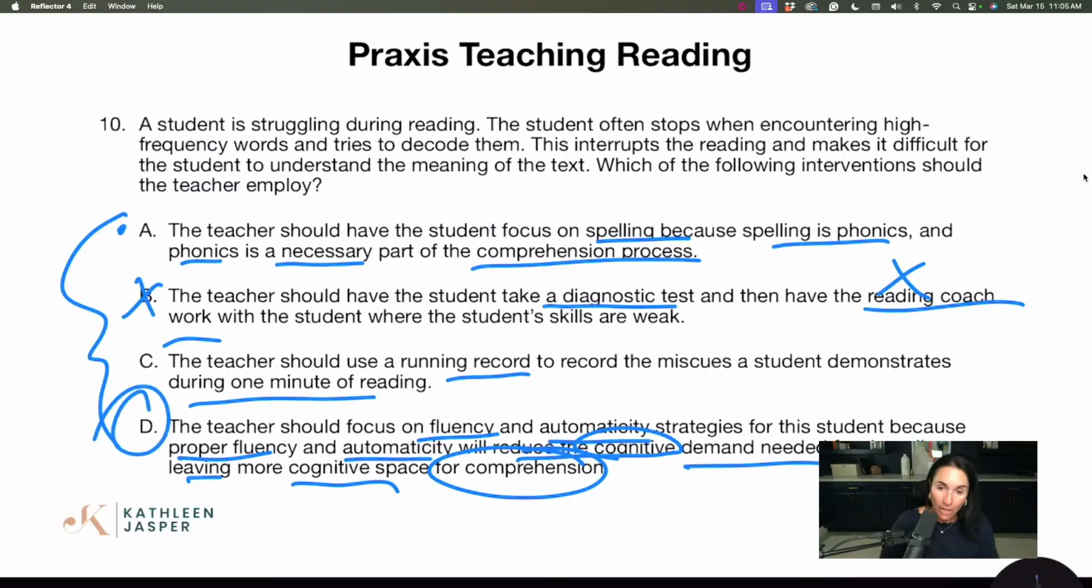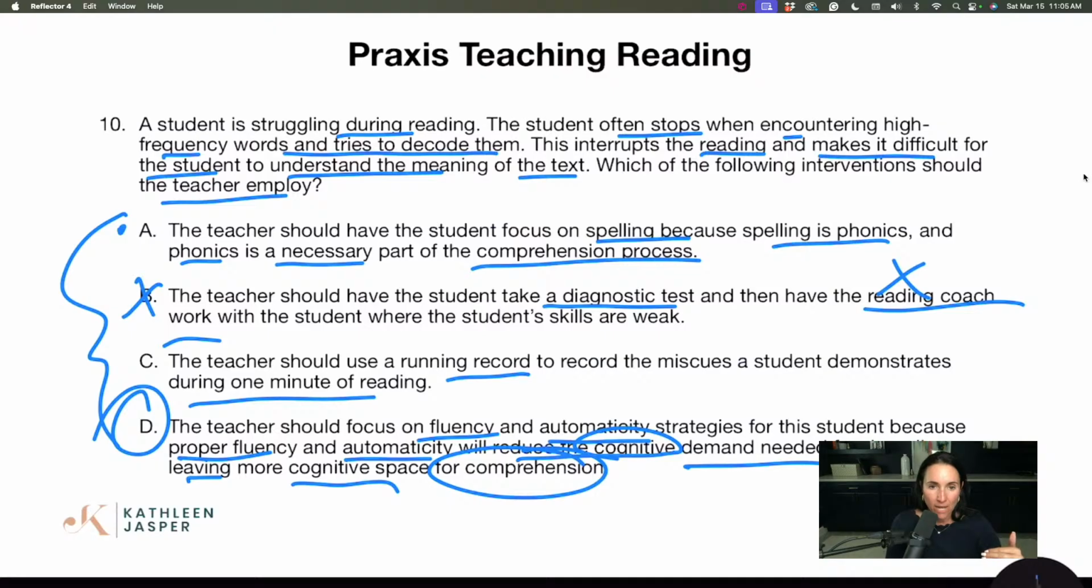What do we got here? I mean, that one's got all the good stuff, right? We've got focusing on automaticity. We've got cognitive demand, all of that. D looks like it's got all the good stuff in it. And I didn't even have to read the question. I'm going to read the question now. A student is struggling during reading. The student often stops when encountering high frequency words and tries to decode them. This interrupts the reading and makes it difficult for the student to understand the meaning of the text. Which of the following interventions should the teacher employ? So the teacher is trying to get the student to stop hitting the brakes. And I'm sure you guys have seen this if you're a reading teacher already.